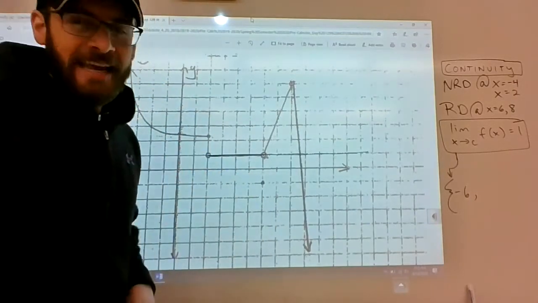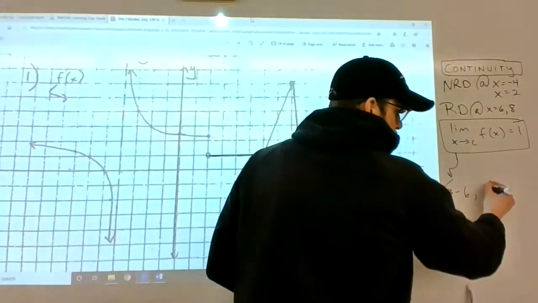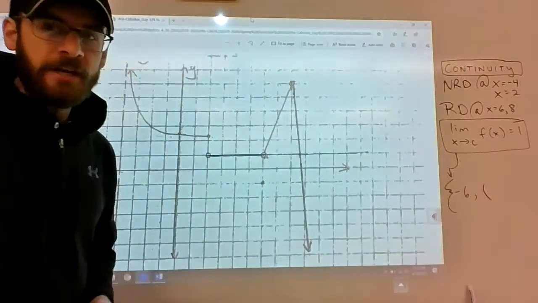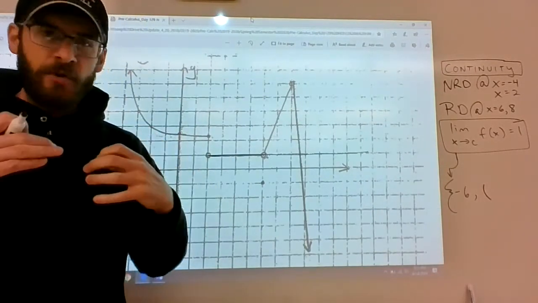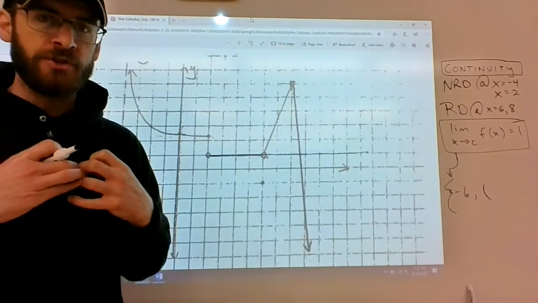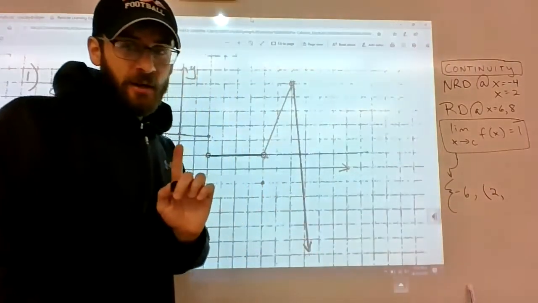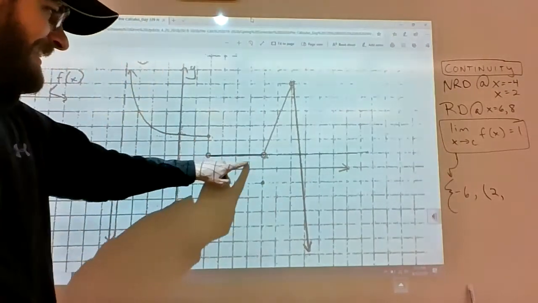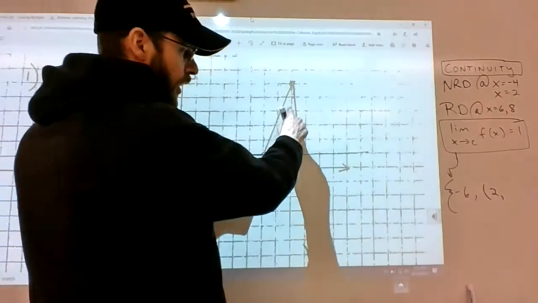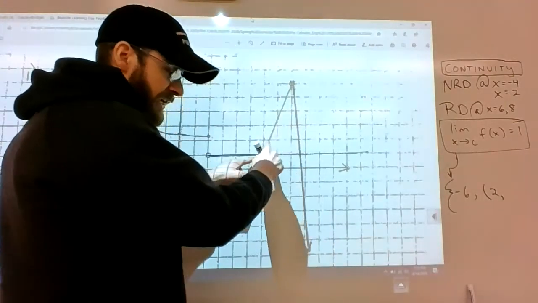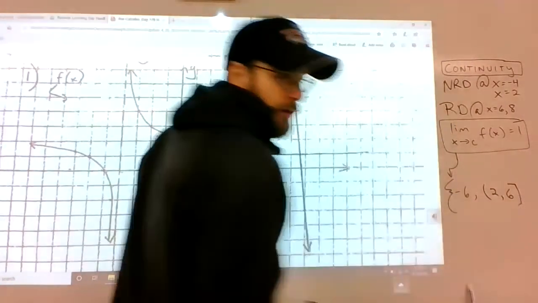So we're going to put interval notation inside the curly braces. I'm going to put a parenthesis here because we're excluding the value 2, because the left and right limits of those do not converge to a specific value. But we are going to include 6 because the limit from the left of 6 is equal to 1. The limit from the right of 6 is equal to 1. So that value should be included with a bracket.